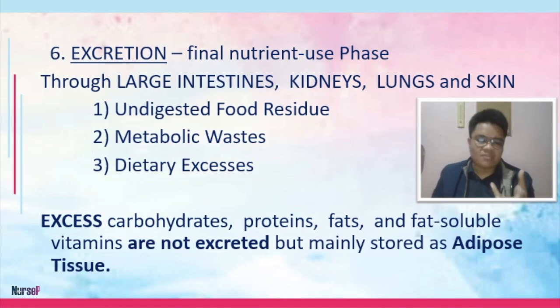Then, we have your excretion. After the cells have made use of these substances, and after some of these substances are absorbed through our small intestine, they would undergo excretion. So it is the final nutrient use phase, done through the large intestine if we're talking about the fiber components, and done through the kidney, the lungs, and the skin if we're talking about the metabolites. So, your excretion would include the undigested food residue, the metabolic waste, and then the dietary excesses that our body has. Okay? One example would be your vitamin C. If you notice, if you're taking a lot of vitamin C, the excess would go out through your urine. Now, excess carbohydrates, protein, fats, and fat-soluble vitamins are not excreted but mainly stored as adipose tissue. And when I say adipose tissue, it's referring to your fats. So that's why excessive intake of these macronutrients could possibly lead to obesity.